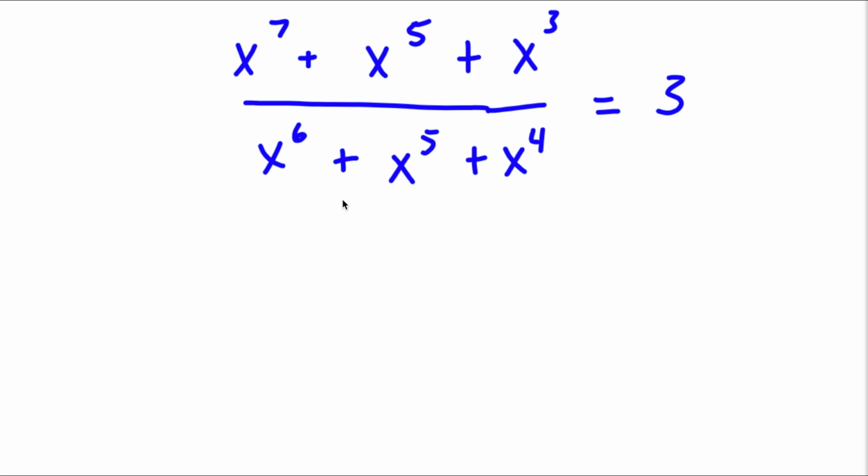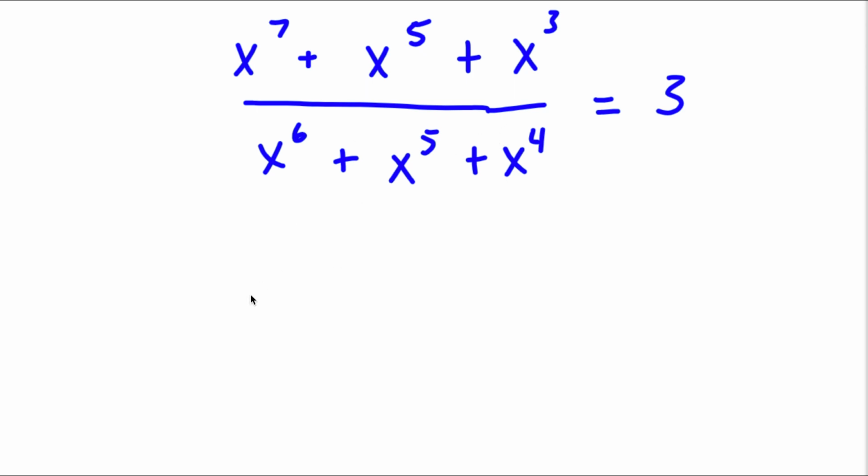In today's video, I'm going to be teaching you how to solve this exponential equation. I have (x^7 + x^5 + x^3) divided by (x^6 + x^5 + x^4), and this is equal to 3.